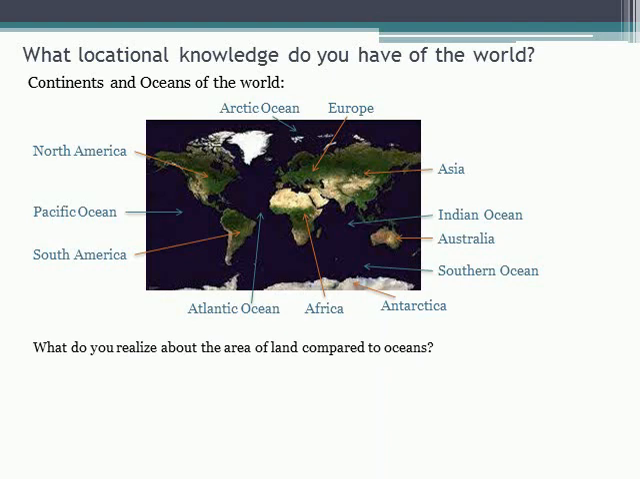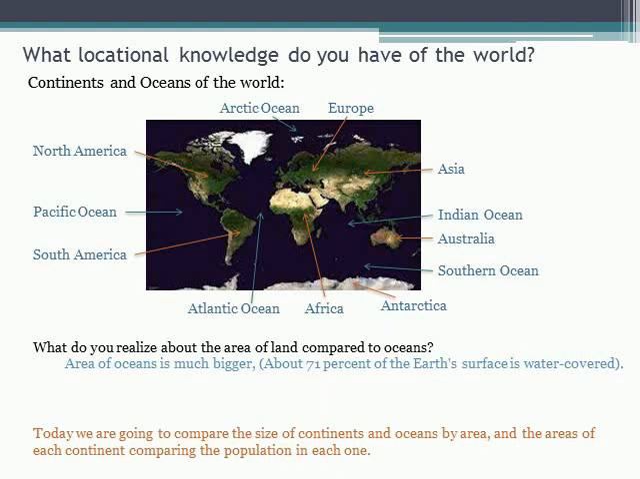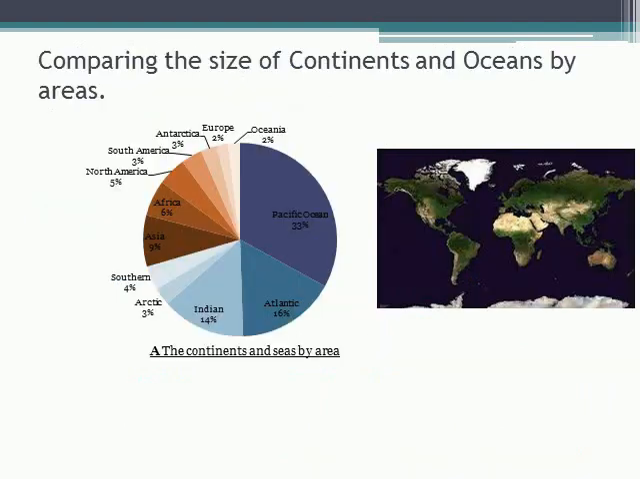What do you realize about the area of land compared to the oceans? The area of oceans is much bigger, of course. About 71% of the Earth's surface is water covered. And today we're going to compare the size of the continents and oceans by area, and the areas of each continent, comparing the population in each one. Okay? This is a pie chart which shows the continents and the seas or oceans by area.